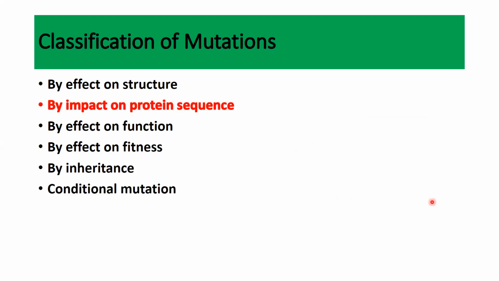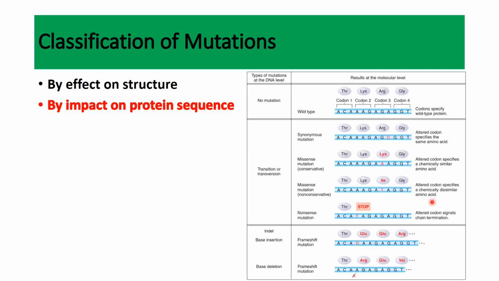Next is how mutations can be classified based upon their impact on protein sequence. We can see here a table which shows a wild type sequence, and this wild type sequence is divided into different codons. We can see these codons can code for different amino acids. Okay, so there are transitions or transversions, simple mutations.